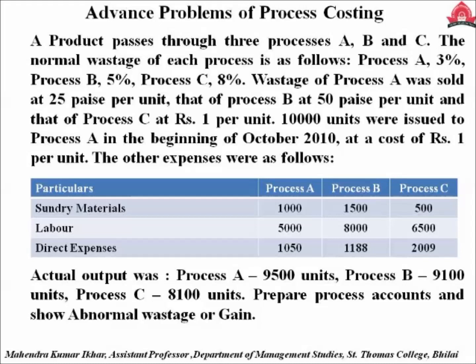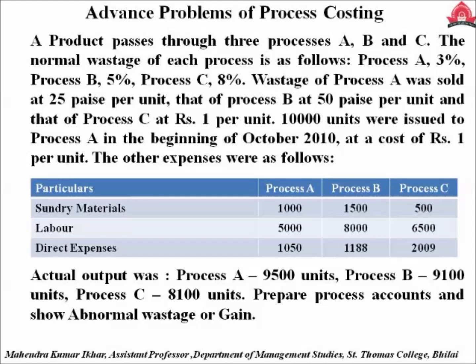Thomas College, Bhilai. Now we are going to discuss the advanced problem of process costing. Here we have the question: a process passes through three processes A, B and C. The normal wastage of each process is as follows: process A 3%, process B 5%, process C 8%. Wastage of process A was sold at 25 paise per unit, that of process B at 50 paise per unit, and that of process C at rupees 1 per unit.